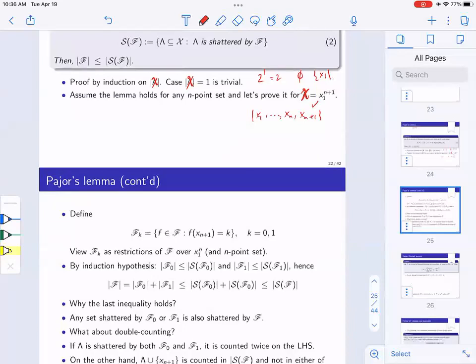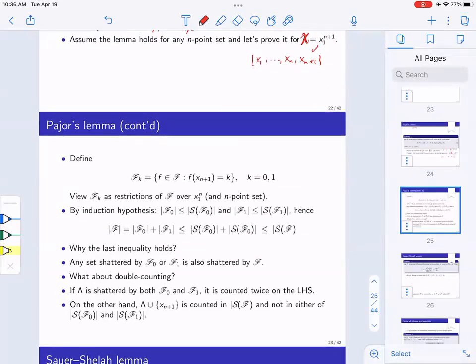So define these two subclasses. The set of all f such that f applied to the last point is either zero or one. So this defines two classes: F0, which is zero here, and F1, which is one here. All the functions that map xn plus one to one, we put in F1. All the ones that map xn plus one to zero, we put in F0. And then we view these as restrictions of F to x1 up to xn. So you can think of them as functions on the first n points. Okay, so these are function classes on the n-point set.